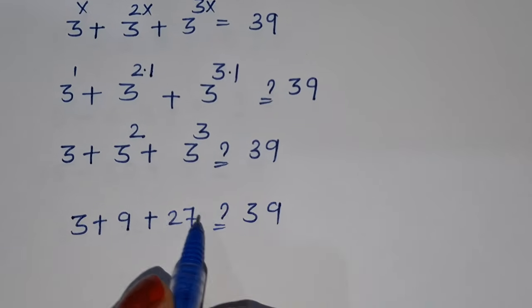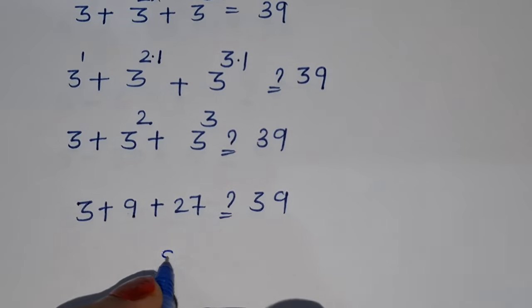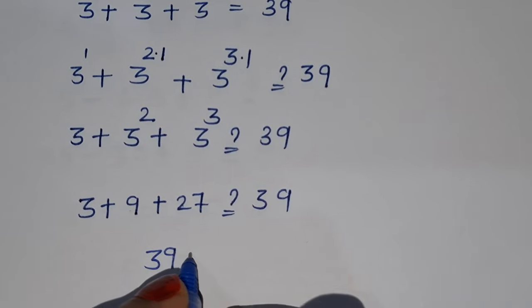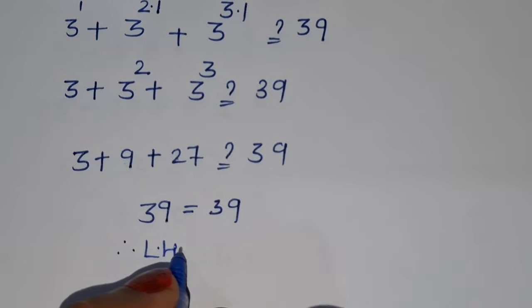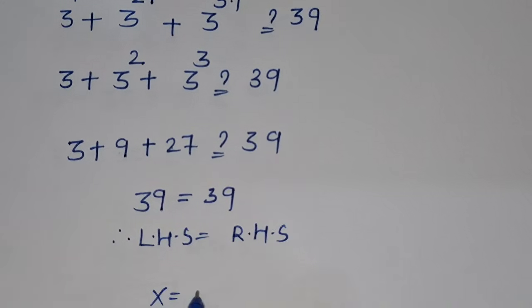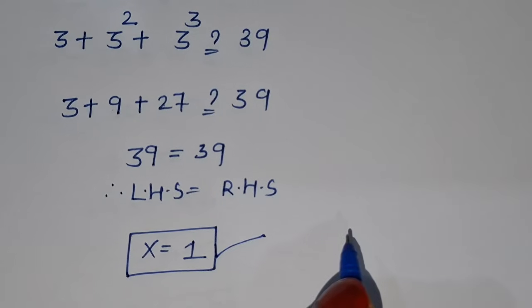Now 3 plus 9 is 12, and 12 plus 27 is 39. So 39 is equal to 39. Therefore we can say LHS is equal to RHS. So the value of x = 1 is the correct solution for this equation. It is verified here.